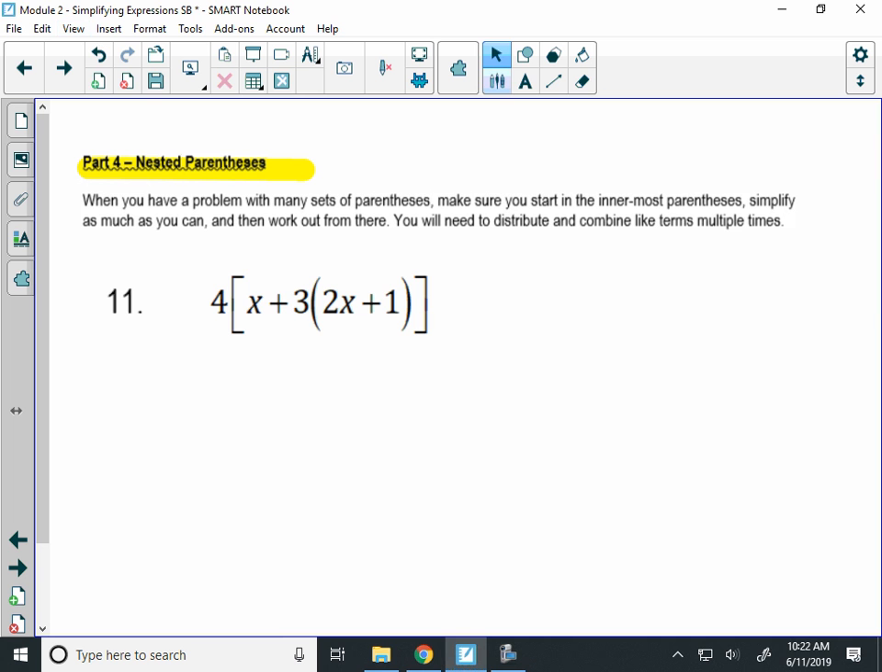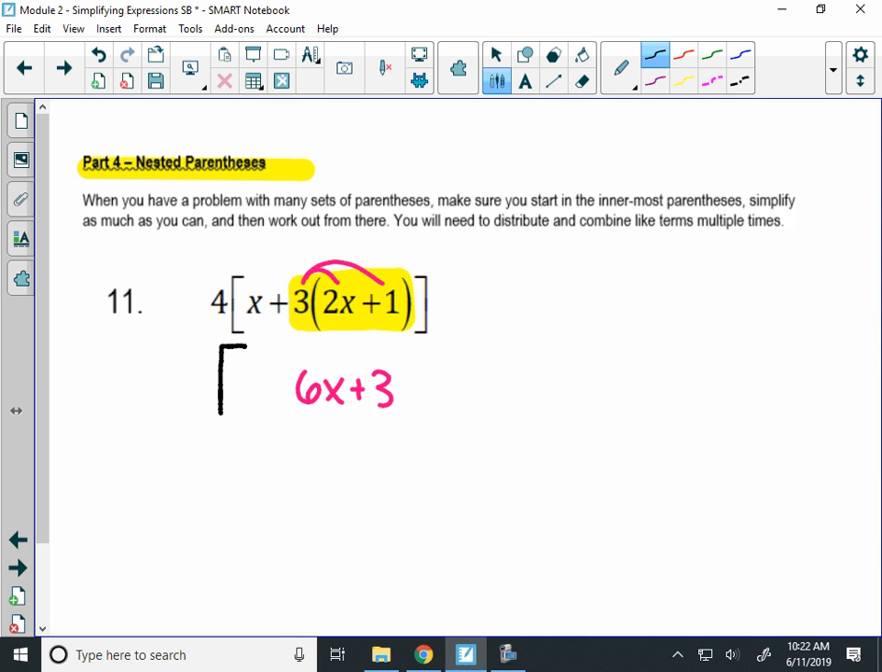Start on the inside with the parentheses. So what that looks like here in this problem is I'm going to start by distributing this 3 to this innermost part of parentheses. The rest of it is going to stay the same. Okay, so I'm going to distribute the 3 here to make that 6x plus 3. Now everything else stays exactly the same. All I changed was distributing the 3. Now the innermost parentheses are gone.